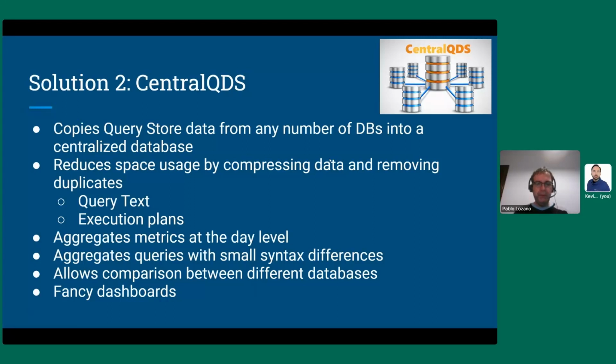Another way that it reduces not only the size but also helps identify similar queries. As I mentioned, these are queries that have tiny differences, like a comma here and there, a blank space here and there, or just even using lowercase or uppercase. Those queries can also be aggregated based on the query hashes and some other hashes that Query Store stores there. And since we have all this information stored in a single location, we can make comparisons between different databases.